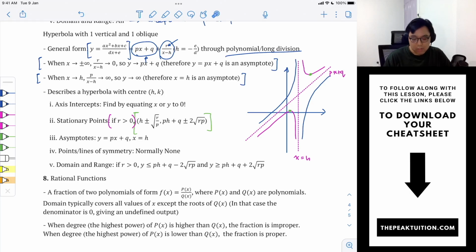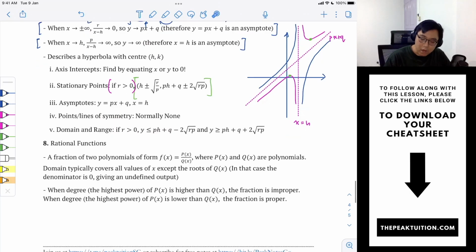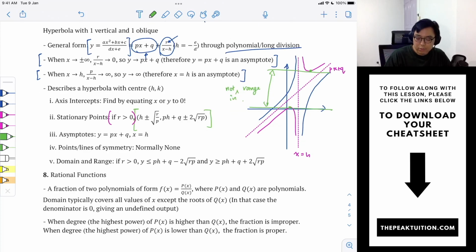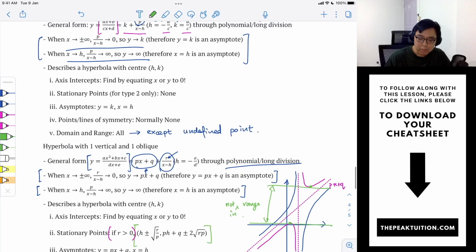Yeah. So next we have domain and range. If r is more than 0, we see that there's a gap in the range. The range will not have this gap. Not in range. For that you just need to find out your coordinates, your minimum point and maximum point, and that would tell you what range of r just doesn't exist. Okay, so with that we basically cover the three types of hyperbola.